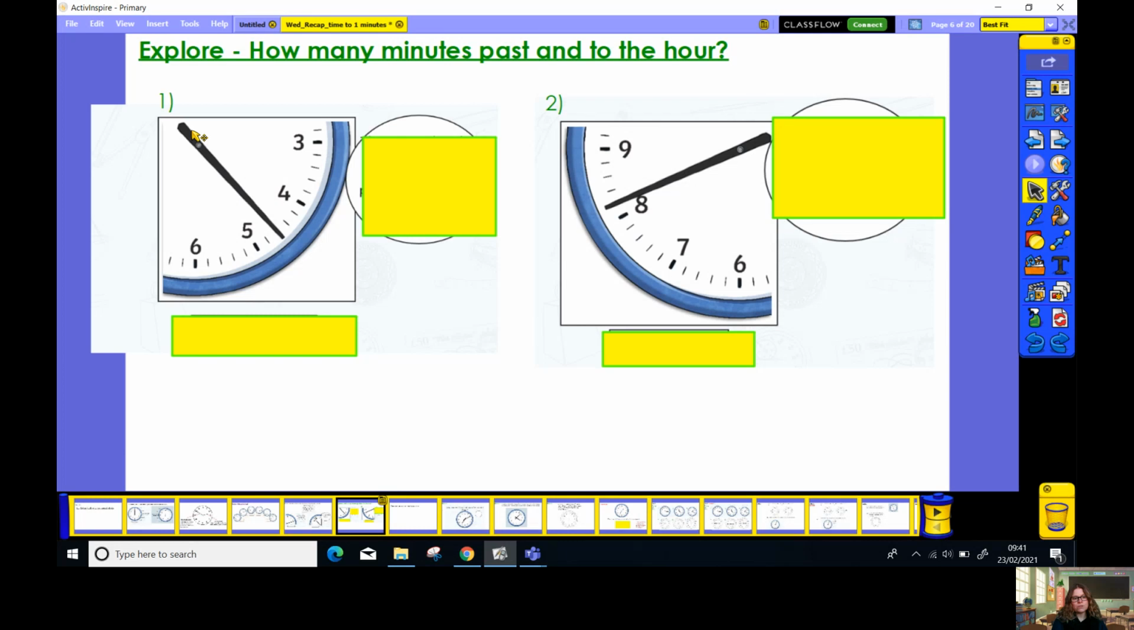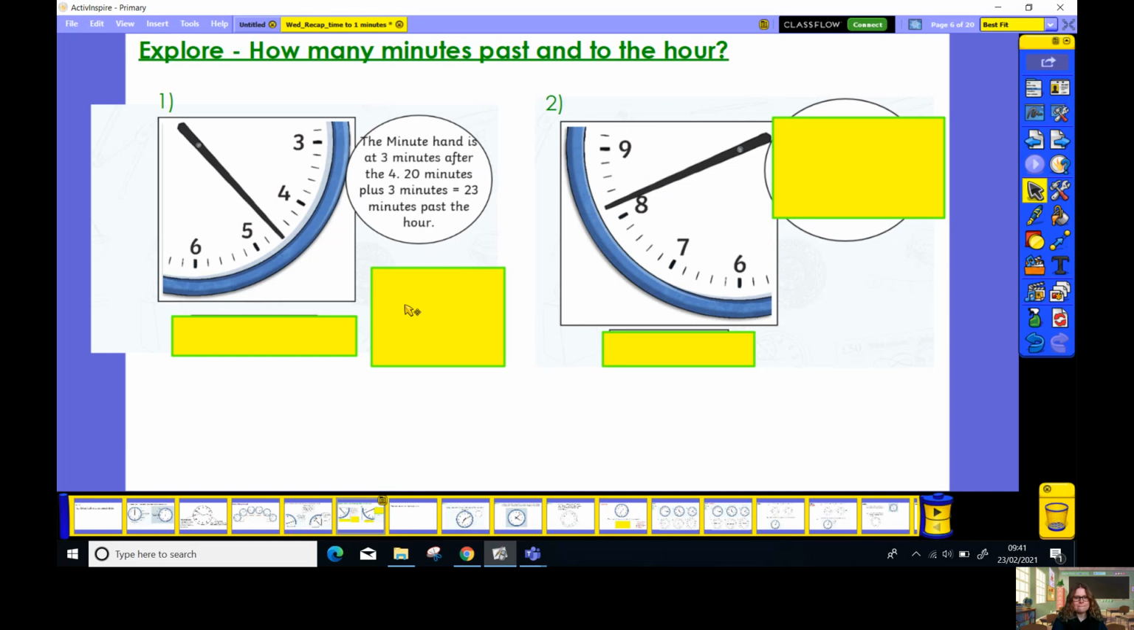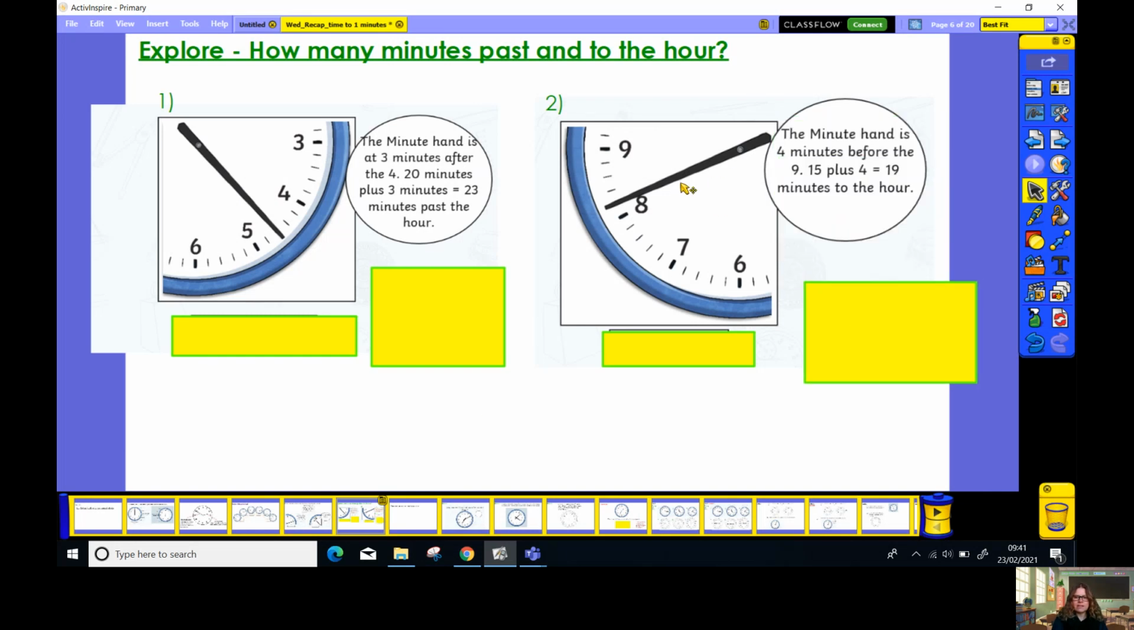Well done. Now you'll notice on this one that it's pointing past the 3, past the 4, so it's gone past 20 past. It is 20, 1, 2, 3, 23 minutes past the hour. Here you can see that it's pointing to the hour. It has gone past 15, so it's 15, 16, 17, 18, 19 minutes to the hour.